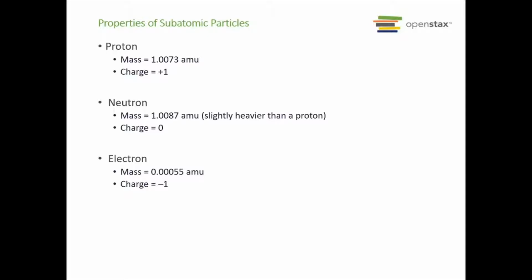Like I said, a proton has a mass of 1.0073 AMU and a charge of positive 1. Now the neutron is 1.0087 AMU, slightly heavier than a proton. We basically round these to 1 as far as we're concerned. Neutrons have no charge, and then electrons have a mass of basically 0 and a charge of negative 1.